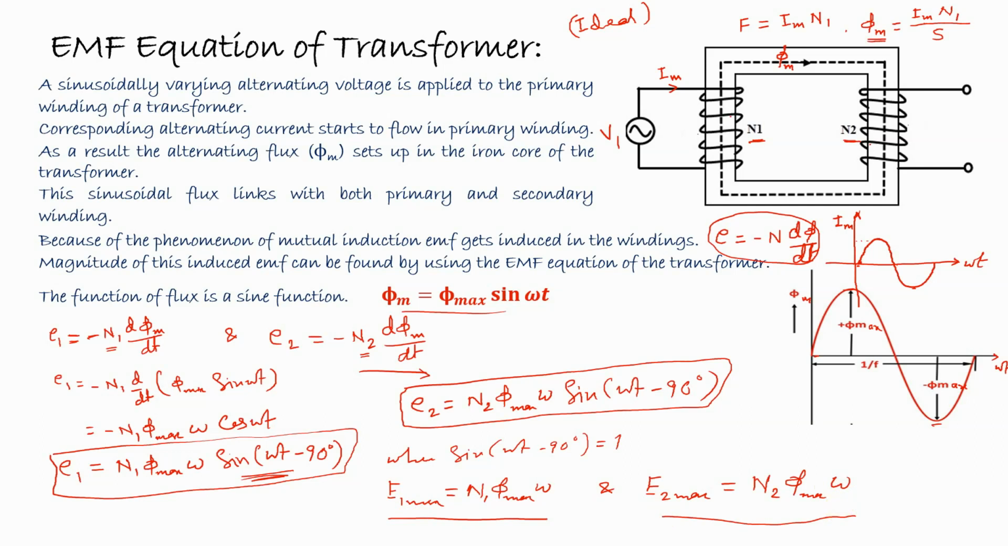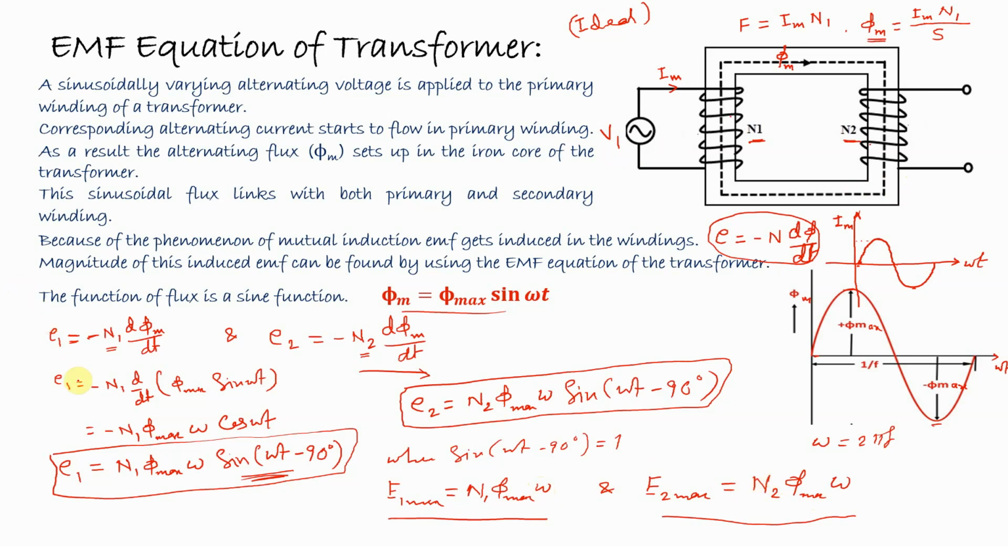Here one thing you must remember is that omega is 2 pi f, where f is the supply frequency of the voltage that is applied on the primary side. So the frequency will be the same in the primary side as well as in the secondary side. So omega is common for both conditions.